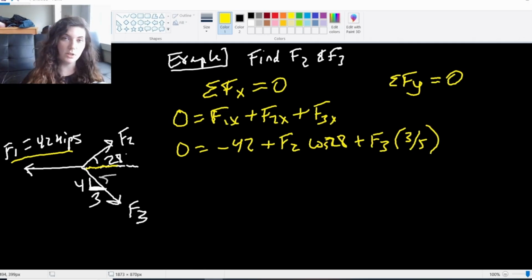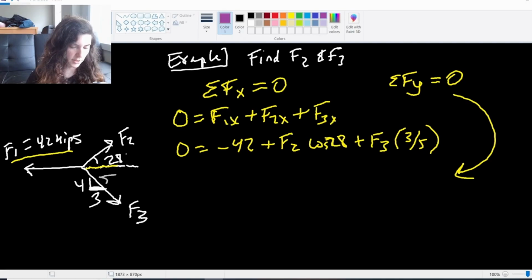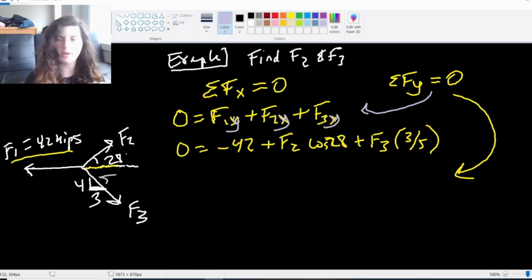This is my full equilibrium equation. I can rearrange it some if I want right now, but I can see that I have two unknowns in it. So I need a second equation in order to actually solve for what those unknowns are. So I'm going to go ahead and set up my y summation equation. That 0 is f1y plus f2y plus f3y, right? Same application, same concept, now just with all the y directions.